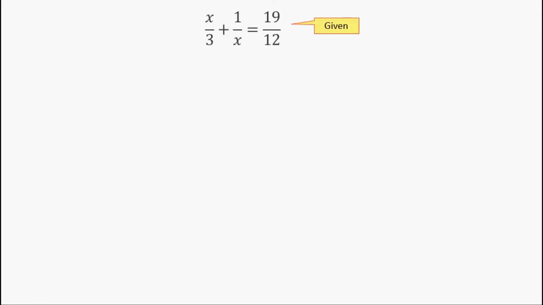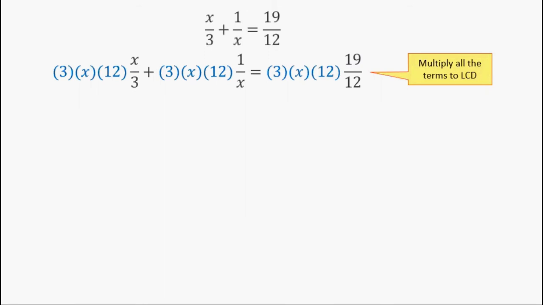So let us write our solution. First is the given. And following step 1, multiply all the terms to LCD. Again, the actual LCD is 12x. But as an alternative, we use 3 times x times 12.